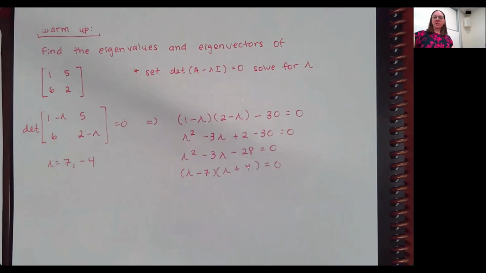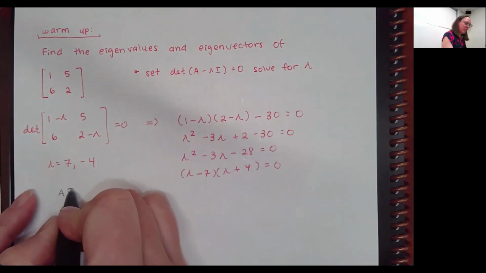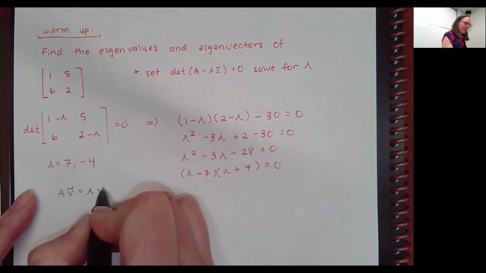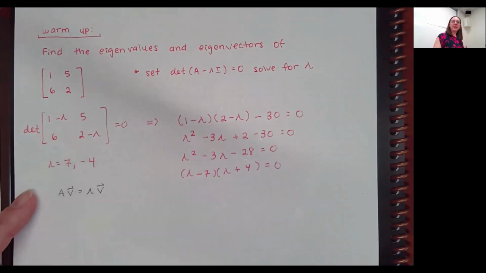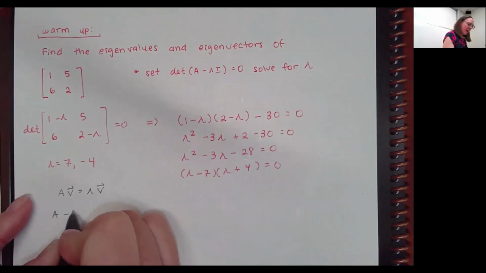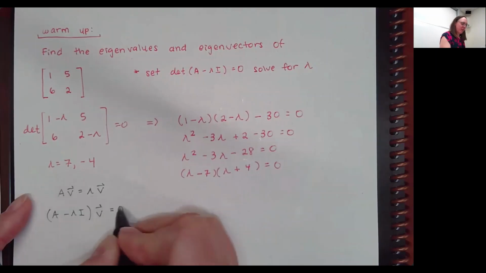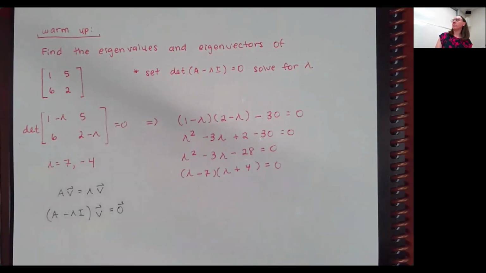So eigenvectors are never unique. But to find the eigenvectors, we have a couple of options. We can either go back to that fundamental relationship that says that A times my eigenvector would equal lambda times the eigenvector. Or we can skip to the part that says A minus lambda I times that eigenvector is going to have to be our 0 vector.